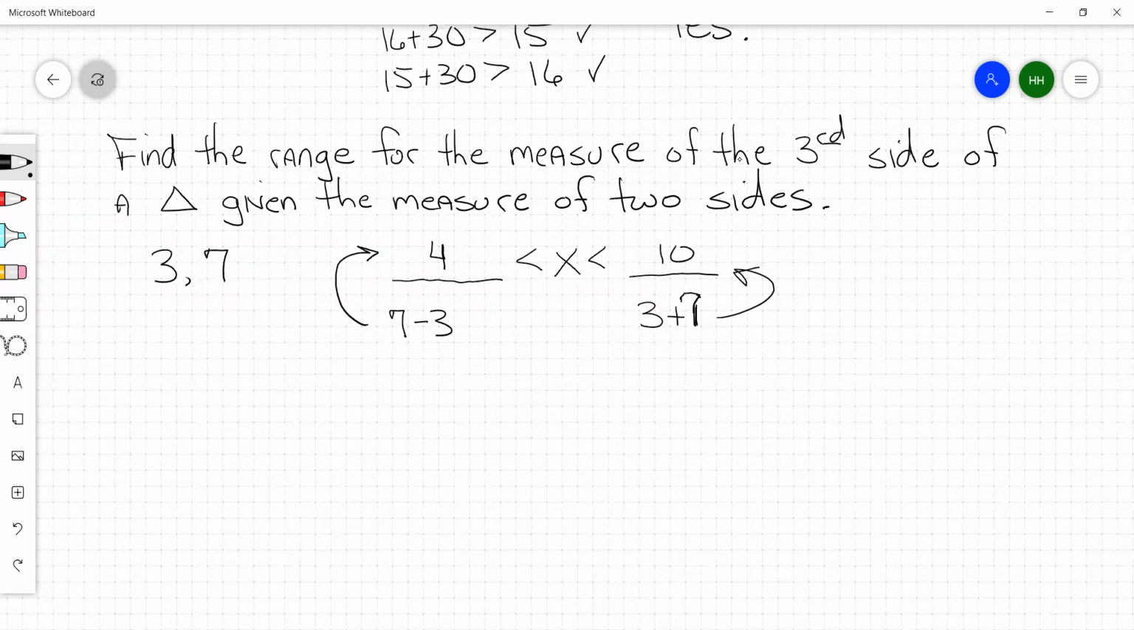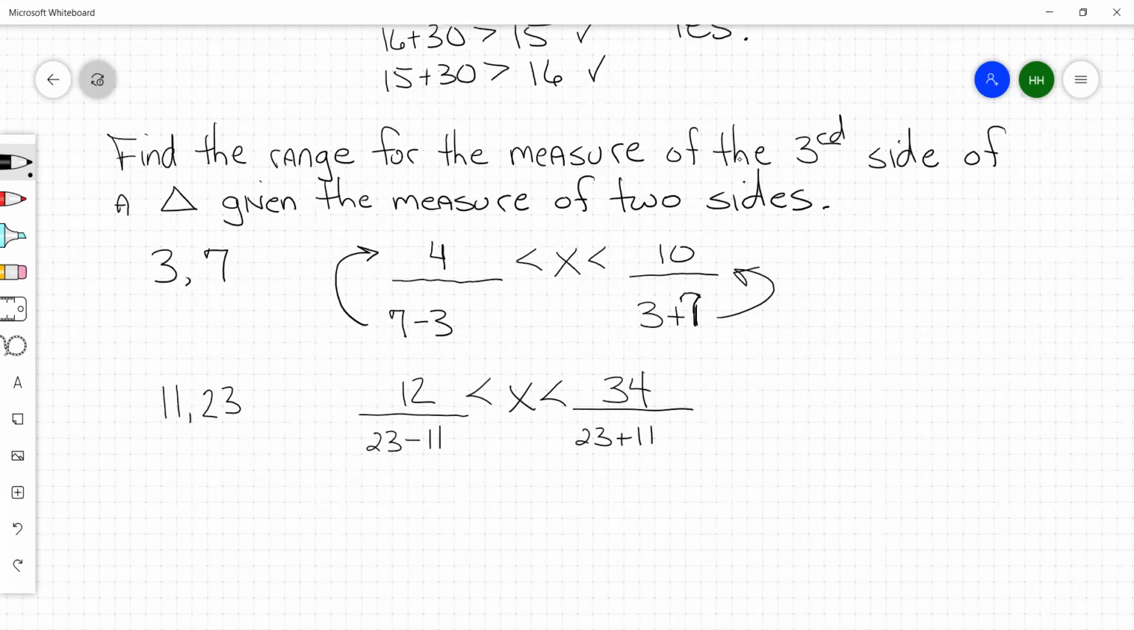Great. How about 11 and 23? We're going to find the range for the measure of the third side of a triangle given two sides. So the lower end of our range is going to be 23 minus 11. What's 23 minus 11? 12 is less than x, and x is less than 23 plus 11, which is 34. That's how you find the range of values for the third side of a triangle.